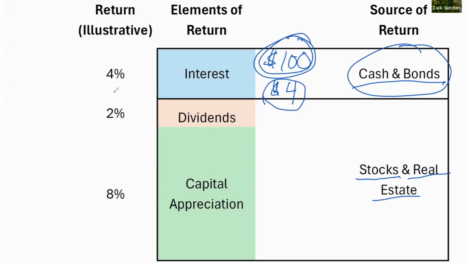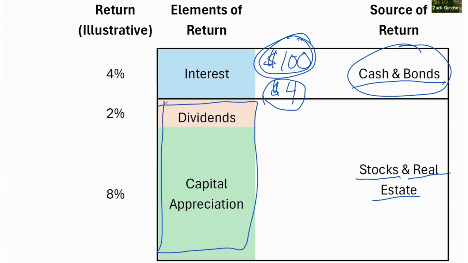But let's say that interest rates are around 4%, and so we end up getting a 4% rate of return in any given year from our cash and bond portfolio. Then we've also got what I call our growth portfolio, which is stocks and real estate, and those elements of return are more dividends and capital appreciation.